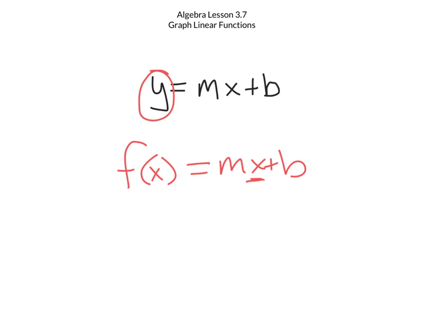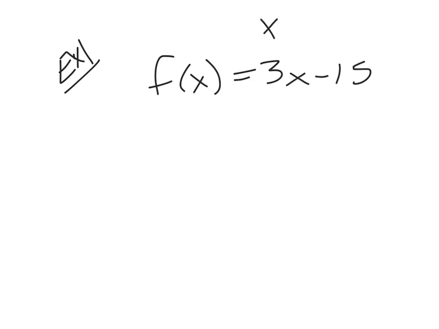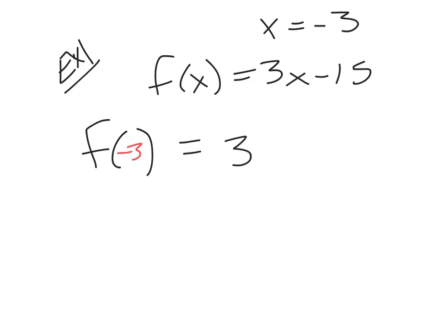All right, so let's look at example 1. We're going to find the value when f of x equals 3x minus 15, and they tell us that x equals negative 3. So basically, you're going to plug in that negative 3 where you see the x. So f of negative 3, and you're not solving this, this is just a label, equals, you're going to solve the right side. 3 times negative 3 minus 15.